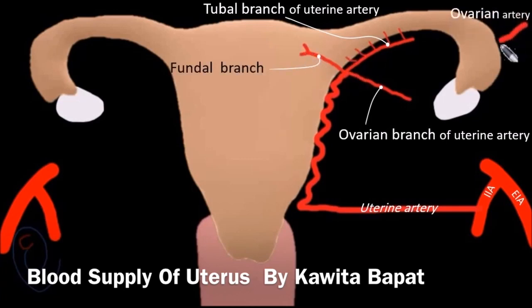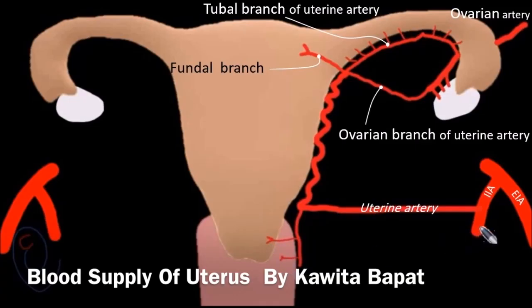Another supply of the uterus is the ovarian artery. It comes directly from the aorta, and it anastomoses with the ovarian branch of the uterine artery and supplies the ovary, entering at the level of the hilum. Another branch is for the fallopian tube and anastomoses with the tubal branch of the uterine artery, and the fundal branch is the third branch, which supplies the fundus of the uterus. The descending branch of the uterine artery supplies the cervix and the upper portion of the vagina.